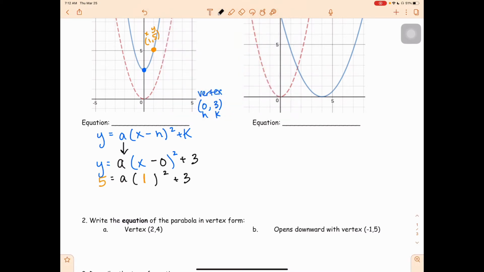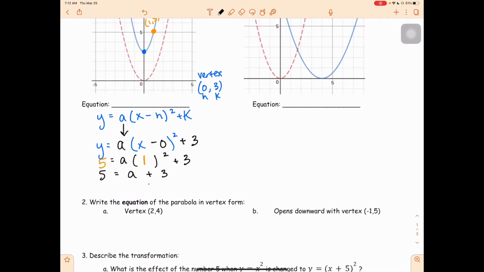Okay, so we have 5 equals a times 1 squared. Well, 1 squared is just 1. A times 1 is just a, right? So we have a plus 3. A times 1 squared is just a. Here we're going to have to subtract 3 from both sides to solve for a. 5 minus 3 is 2. A is all that's left there.